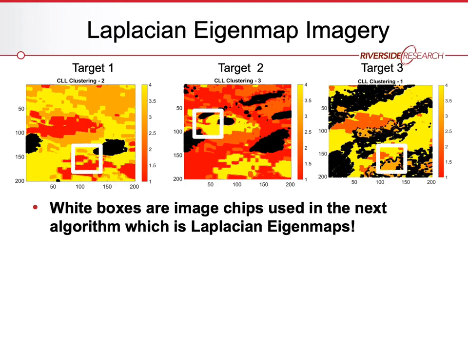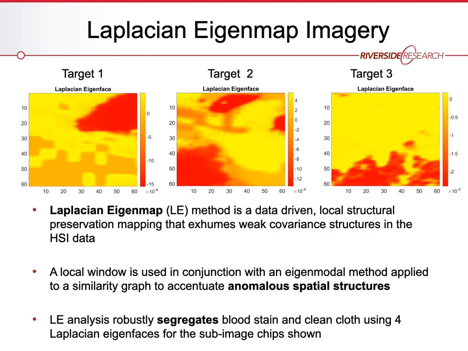White boxes can be hacked out of these targets, which are used in the next algorithm, which is basically Laplacian eigenmaps. Laplacian eigenmaps are data-driven local structural preservation mapping that exhumes weak covariant structures in HSI data. A local window is used in conjunction with an eigenmodal method applied to a similarity graph to accentuate anomalous spatial structures, which are in this case the blood-stained cloth areas.